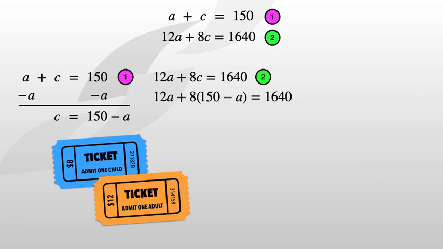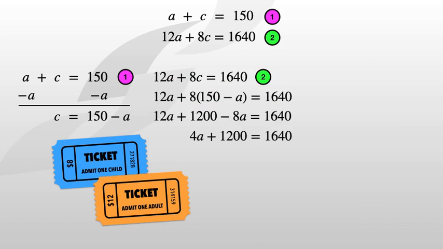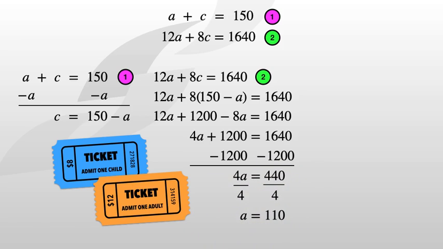You might have noticed that we've created an equation in one variable, here A. We've reduced two equations in two variables to one equation in one variable. We can solve this linear equation by applying the distributive property, collecting like terms, subtracting 1,200, and dividing by 4. This gives A equals 110. We've figured out one of two unknowns.